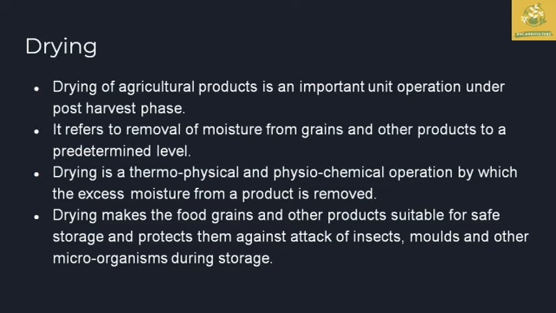Drying is where the agriculture produce or some other produce, at the post-harvest phase, has its moisture removed up to a predetermined level. This process is known as drying. It is a thermophysical as well as physiochemical operation where the excess moisture from the product is removed.